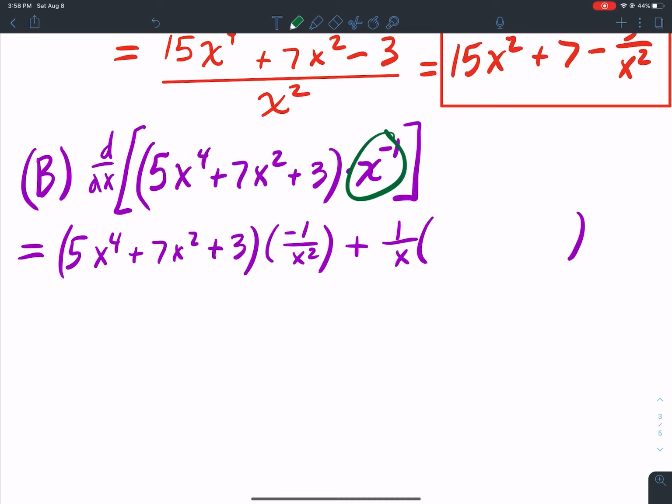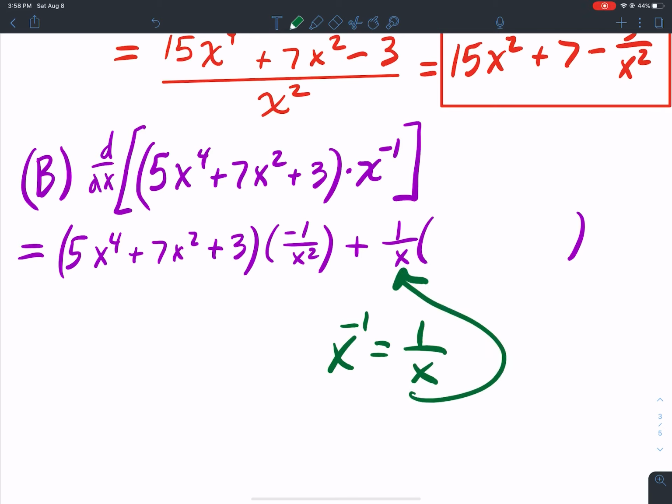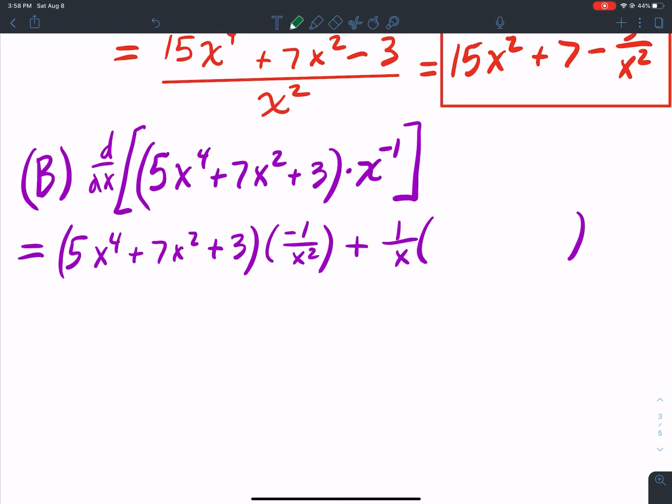Remember this, x to the negative 1 is 1 over x, right? That's where that comes from, right there. Okay, times the derivative of the first. So the derivative of 5x to the 4th is 20x cubed. The derivative of 7x squared is 14x. And the derivative of 3 is 0.